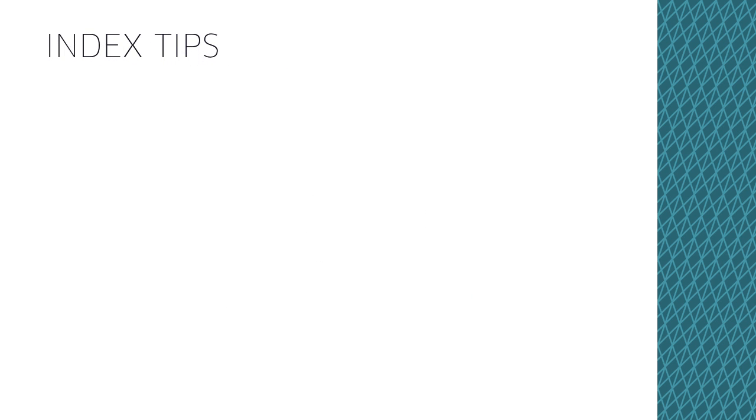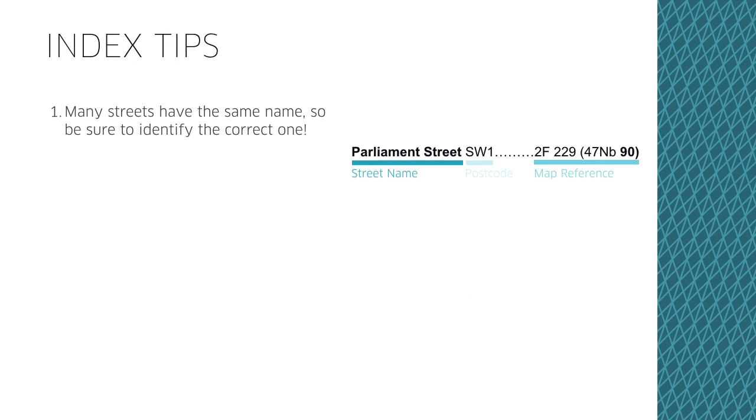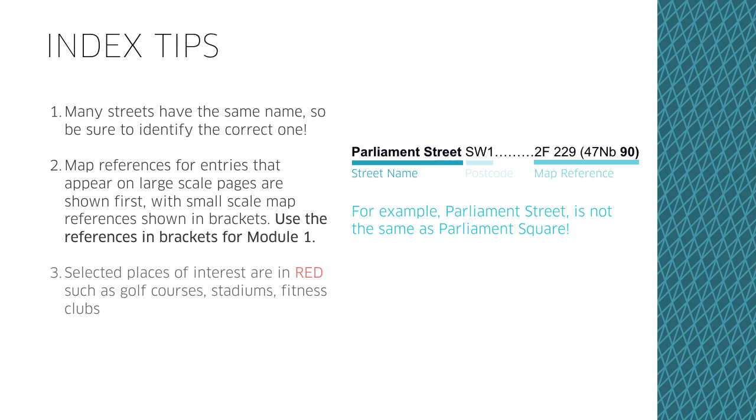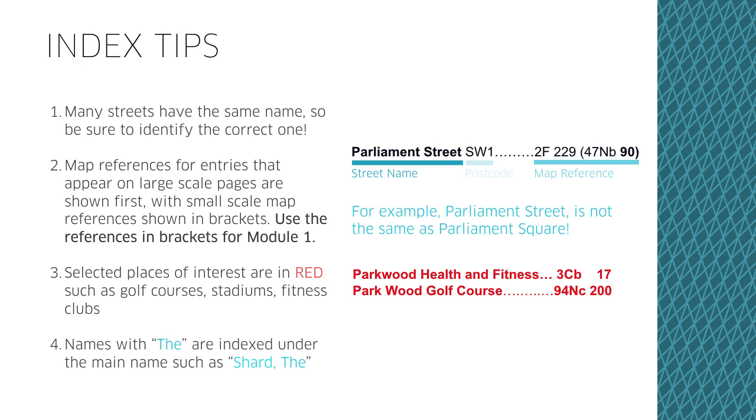Index tips. Many streets have the same name, so be sure to identify the correct one. Map references for entries that appear on large-scale pages are shown first, with the small-scale map references shown in brackets. Use the references in brackets for Module 1. Selected places of interest are in red, such as golf courses, stadiums, fitness clubs. Names with "the" are indexed under the main name, such as Shard, comma, The.